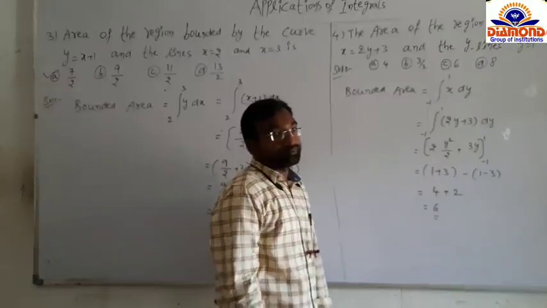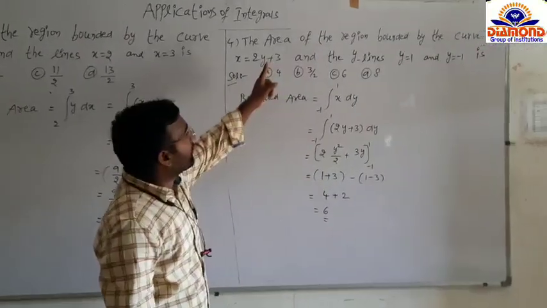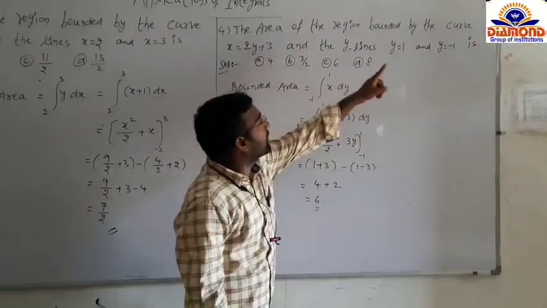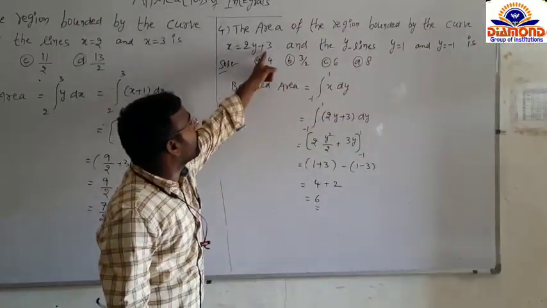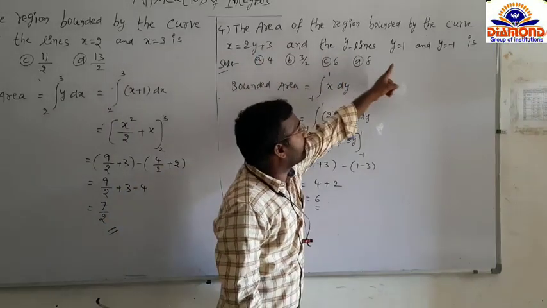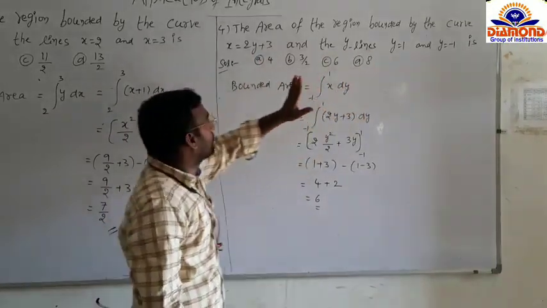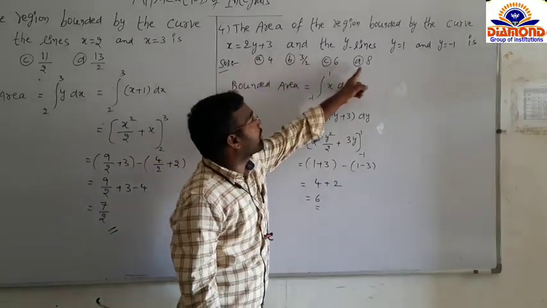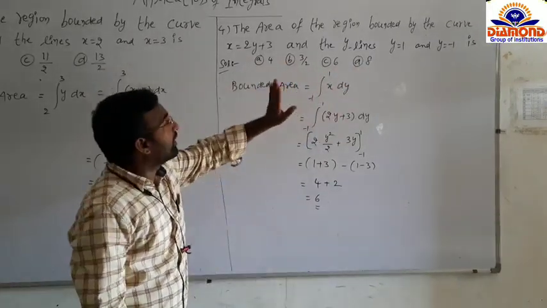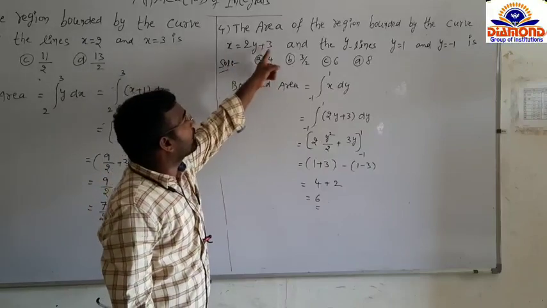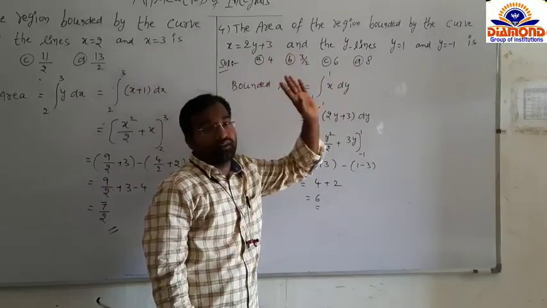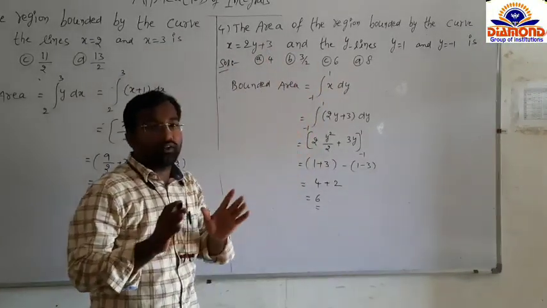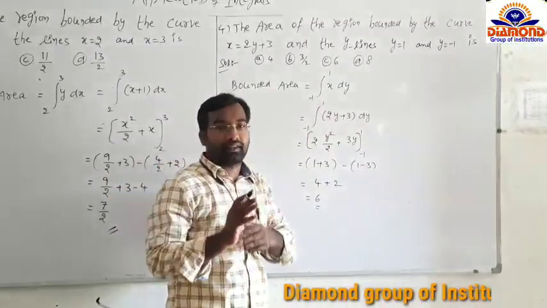Next problem. The area of the region bounded by the curve x equal to 2y plus 3 and the y lines y equal to 1 and y equal to minus 1 is: option A 4, option B 3 by 2, option C 6, option D 8. So here the curve is given, x equal to 2y plus 3, and the y lines are given. So that's why you have to find the bounded area with respect to the y axis.